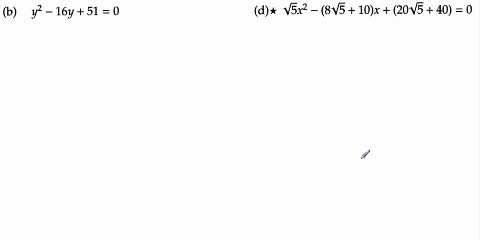How about number B? Here I'm going to first try to subtract 51 from both sides. Then y squared minus 16y is equal to negative 51. Now, of course, I'll be dividing this one by 2 and then squaring, so I'll be needing 64. So I'm adding 64 on each side.